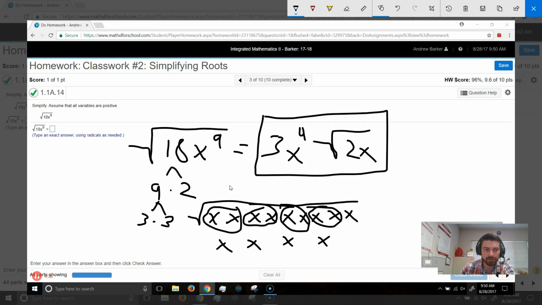Anytime you have an exponent, the 9 is an odd number, so we have to take one off, but the remaining even x's can always be divided by 2 to create the exponent of the square rooted result. We'll look at that on another one.